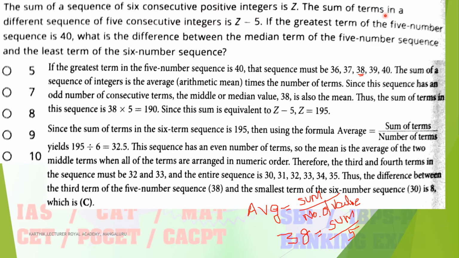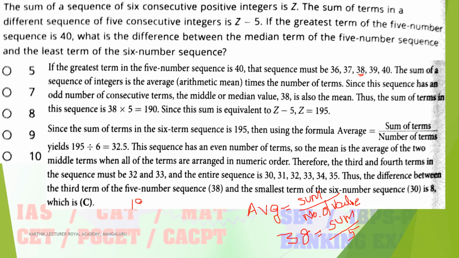The sum of the terms, this is nothing but the sum of the terms in that sequence. Okay. So next, find out what? The 6th sequence, 6 consecutive positive integers, that is nothing but z. This is nothing but z minus 5. The different sequence of 5 consecutive integers, that is nothing but z minus 5. So z minus 5 is how much?